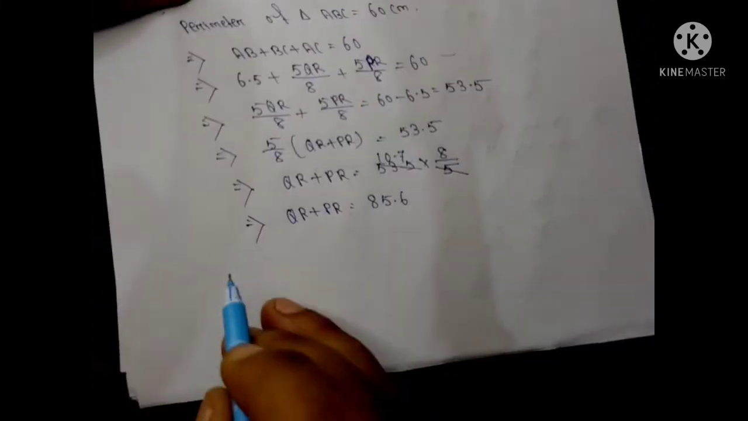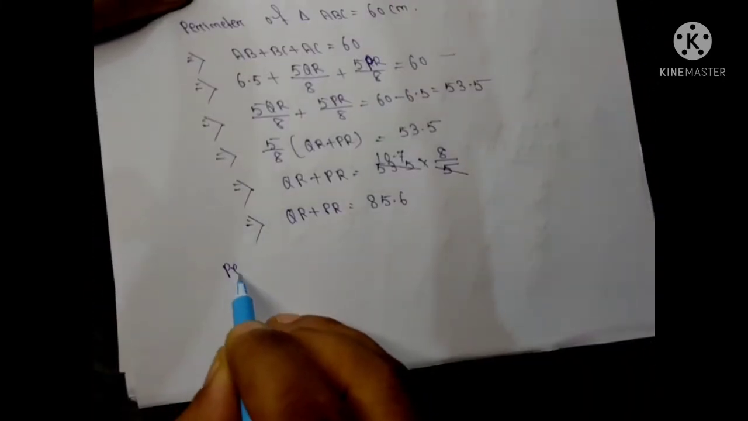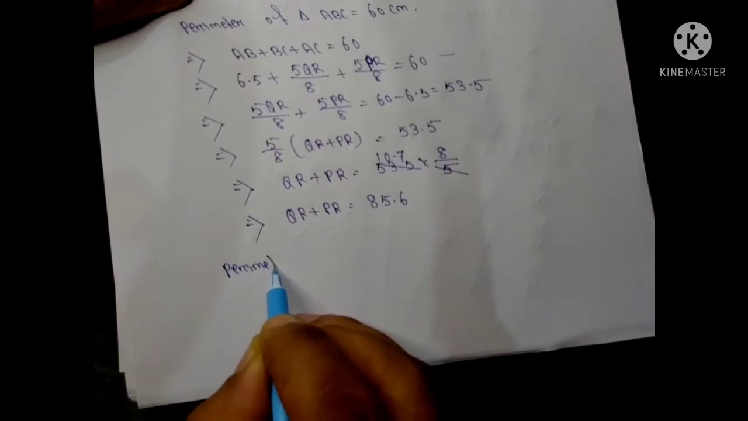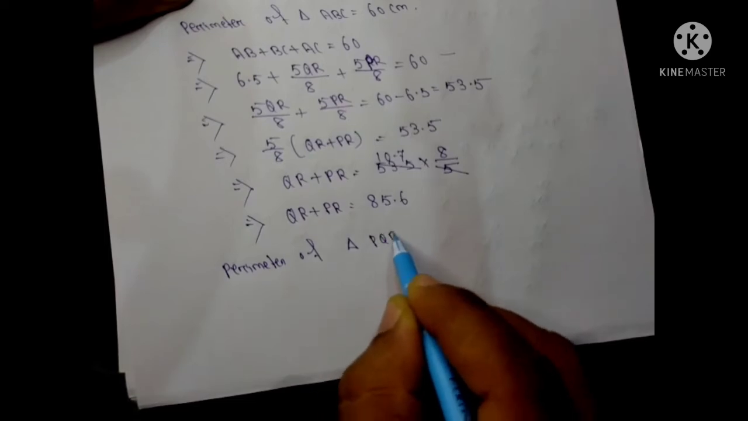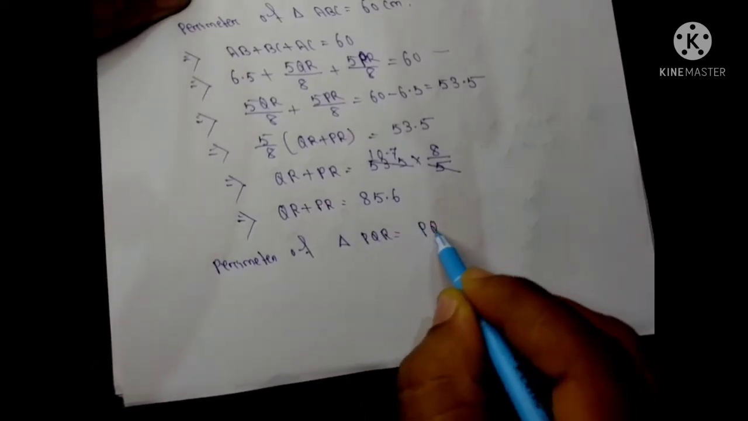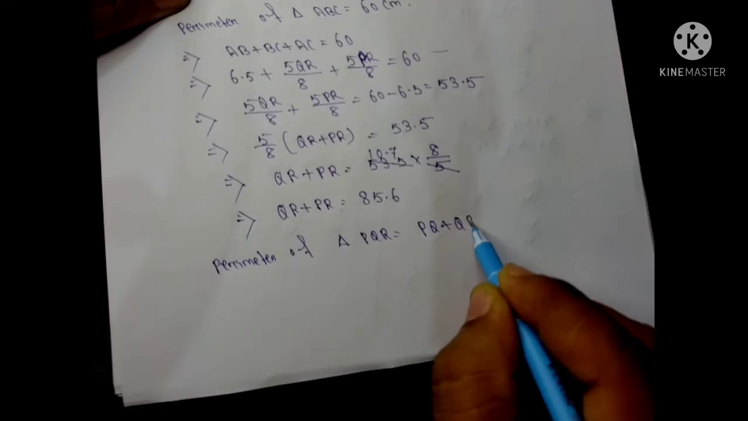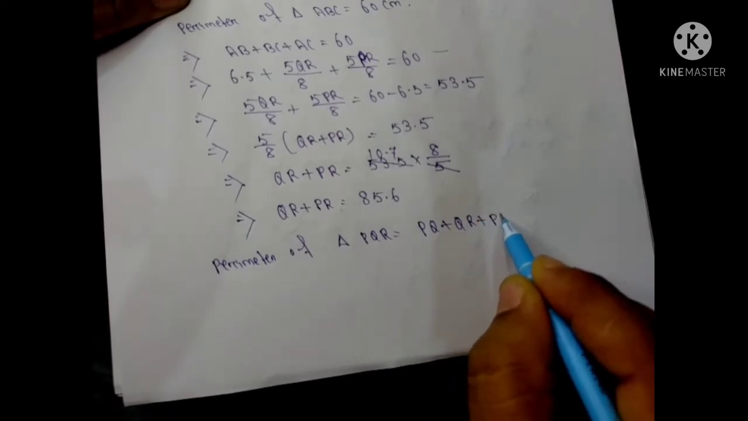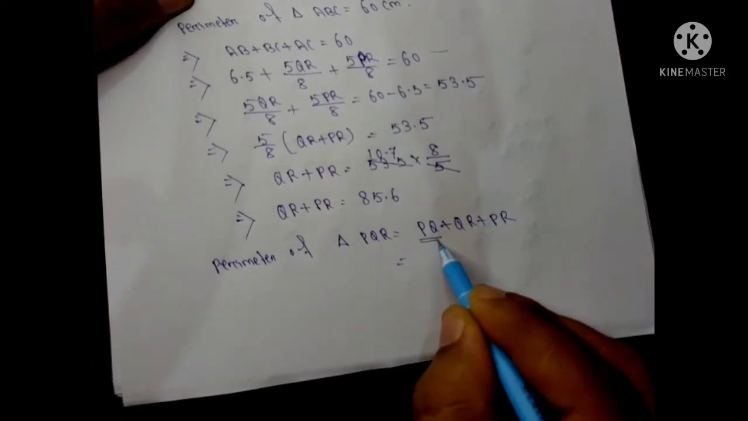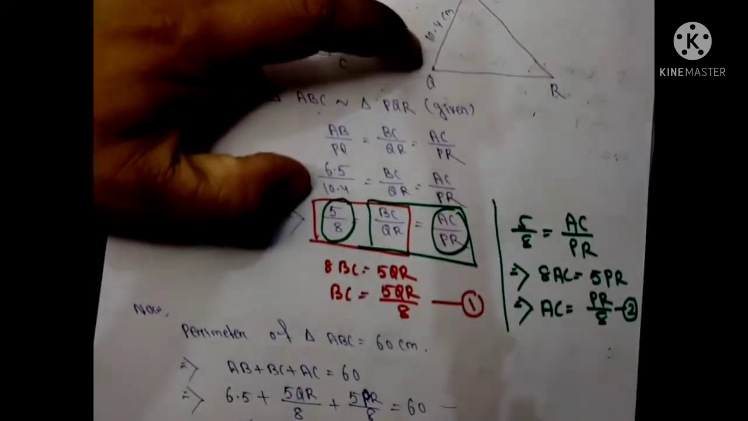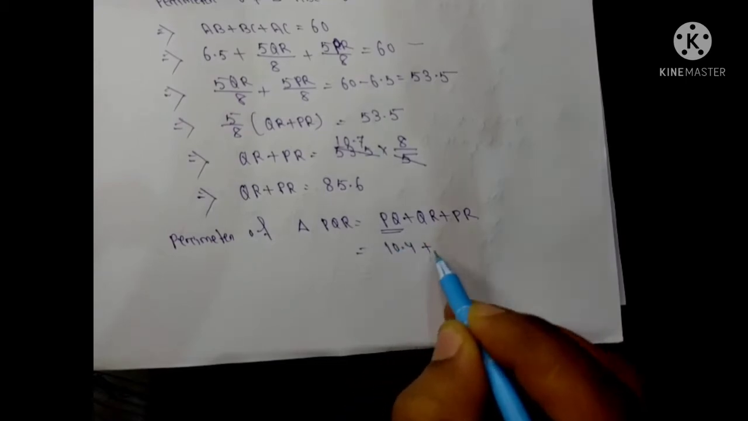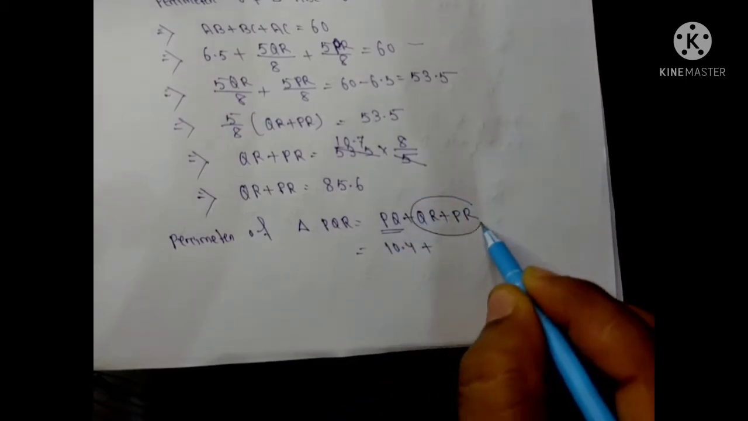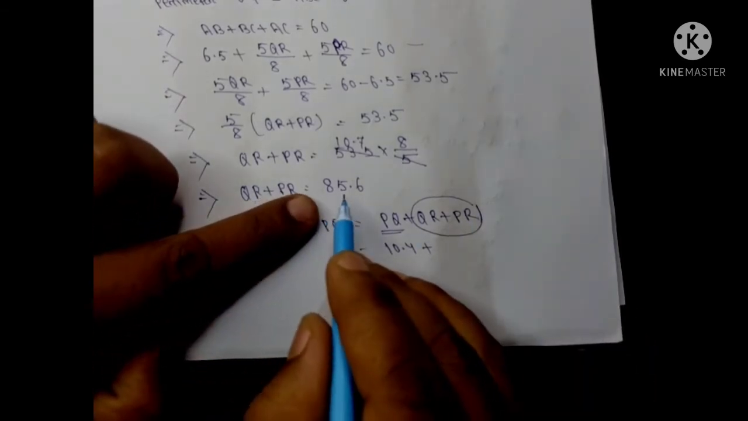So the perimeter of triangle PQR becomes PQ plus QR plus PR. Here the value of PQ is given, which is equal to 10.4. So you can write 10.4 plus, and what is the value of these two? The value of these two is 85.6.